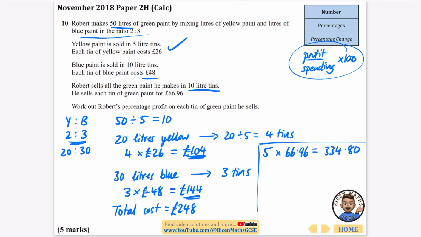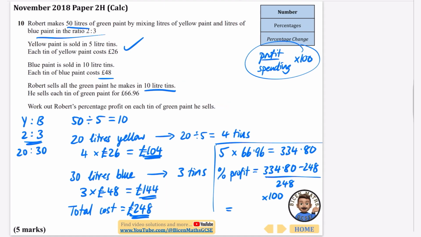I'm going to say that my percentage profit is going to be the difference between the total cost and this amount. So it's £334.80 minus 248. I'm going to divide that by the amount that he spent, and the amount that he spent was 248. And then afterwards I need to multiply that by 100.